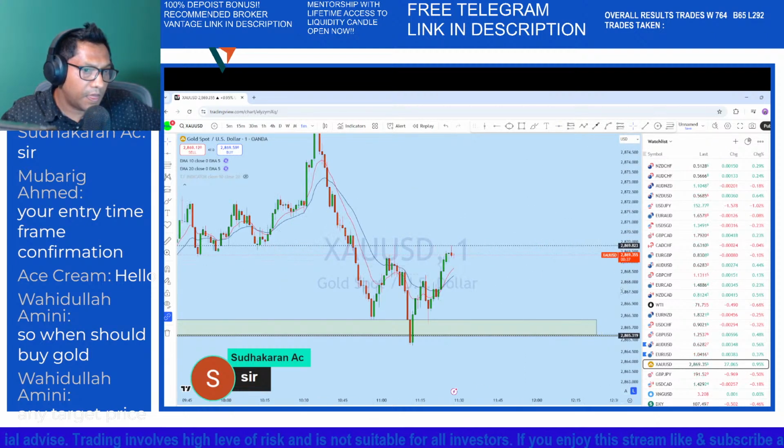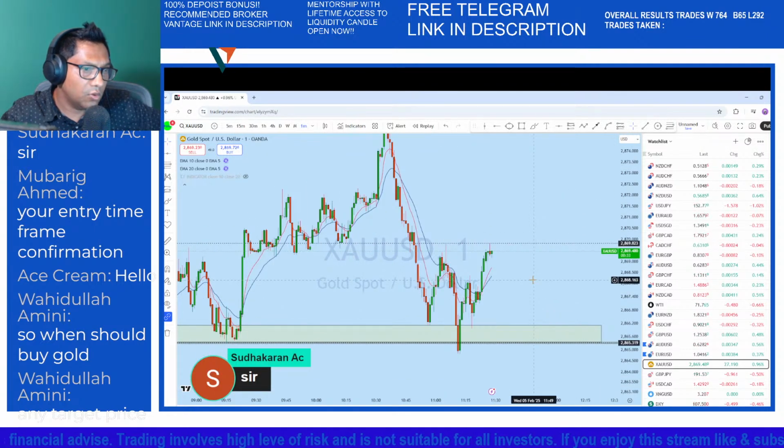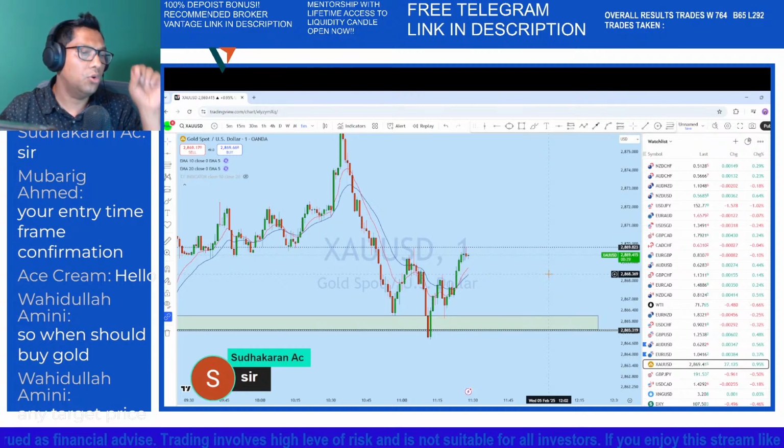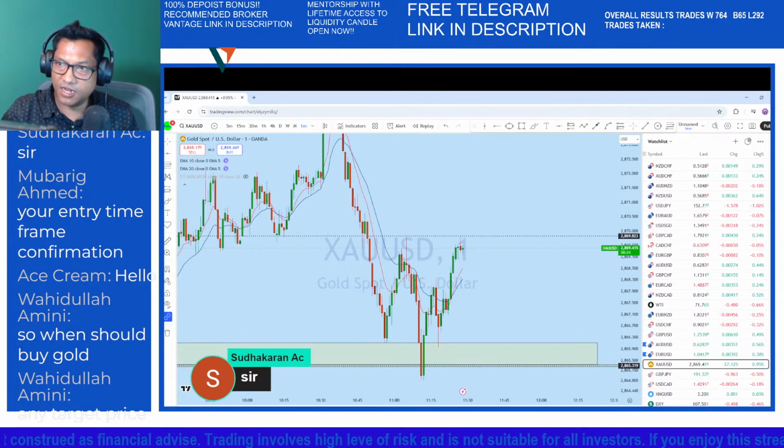and here is the resistance line. We'll be waiting to see how the market is evolving, and based on that we will be looking for potential trading opportunity in this market.